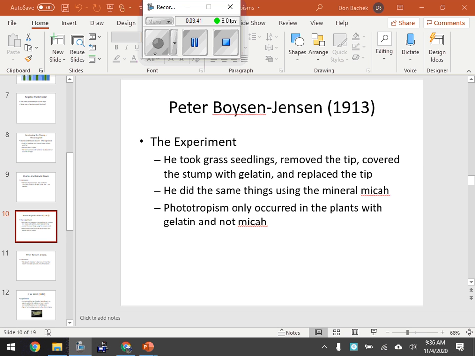Boysen-Jensen experimented with grass seedlings, removed the tip, covered the stump with gelatin and replaced the tip. And he did the same thing using mineral mica. Phototropism only occurred in the plants with the gelatin and not the mica. So he knew that there was still some communication, something that was traveling through the gelatin and not the mica. Mica is a hard substance. It does not allow that transport to occur. So something was happening there. There was some kind of cell communication going on between cells.